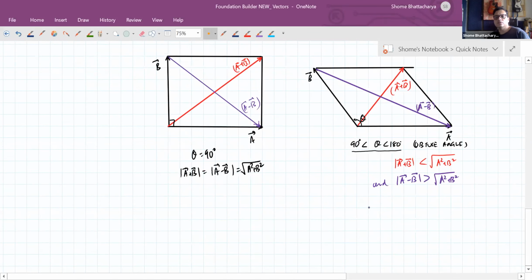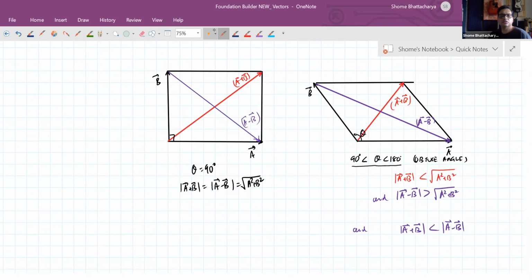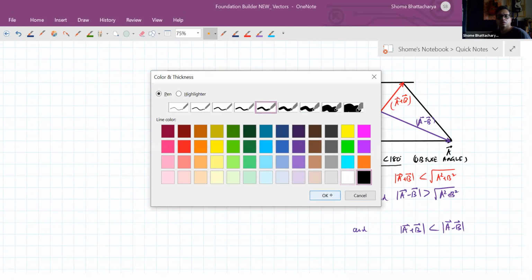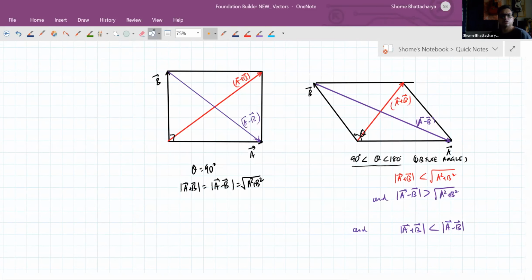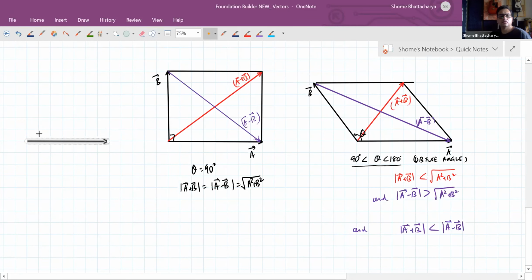And as a consequence of that, you can see that A plus B has a magnitude which is less than A minus B whenever theta is obtuse. Whereas on the other hand, if we are to compare with a situation where theta is acute, so that would be now from this rectangle that we drew earlier, you change this angle from 90 to an acute angle. So you can see that the rectangle becomes a parallelogram of this type.